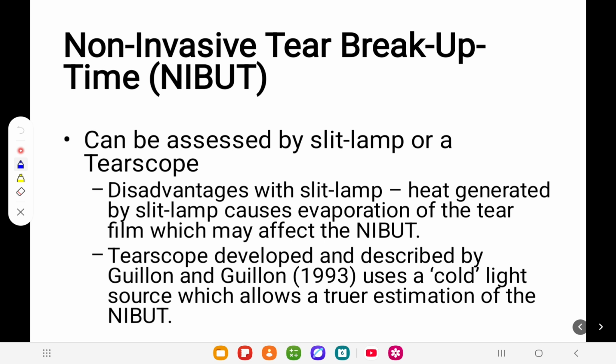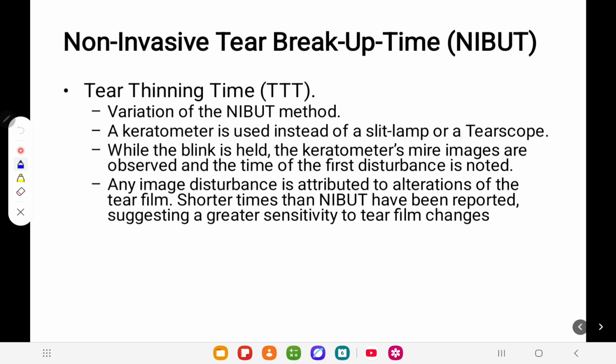What is the disadvantage? With the slit lamp, the heat generated by the slit lamp causes evaporation of the tear film, which may affect NIBUT and give a reading value less than what is actually there. So the tearoscope, developed and described by Guillon in 1993, used cold light sources, which allowed the true estimation, unlike the slit lamp. That's the tearoscope.